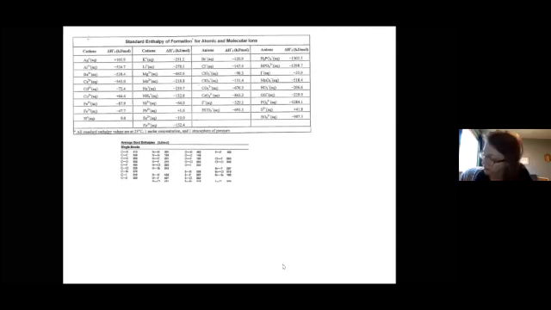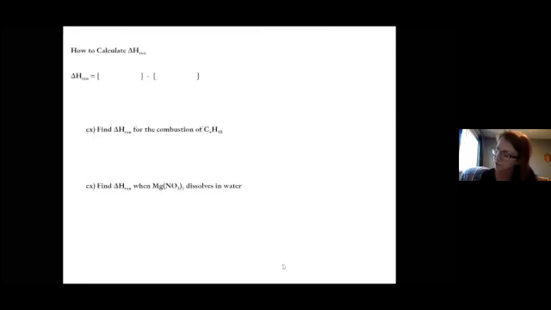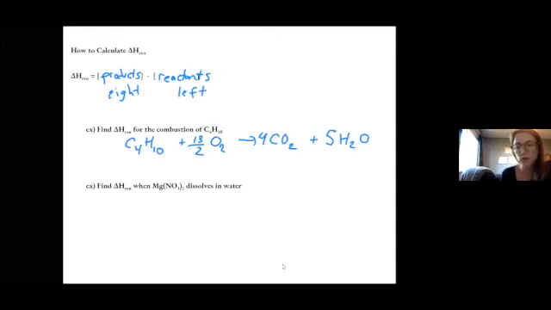I want you to know right now that this thing at the bottom of the second page that says average bond enthalpy has nothing to do with what we're doing today. It's just on there for when we're printing and saving paper in person. Okay, so I need to first get the value for my products. My products are CO2 and H2O.